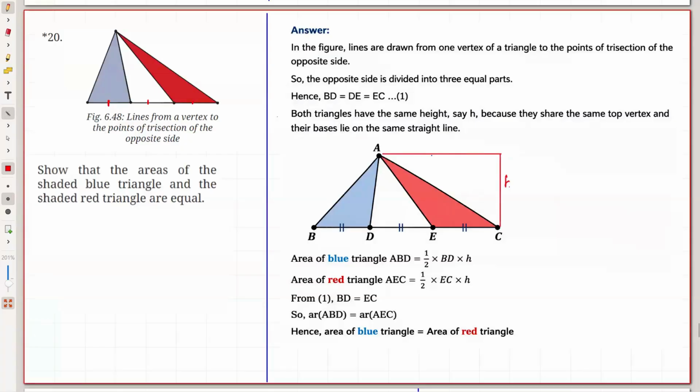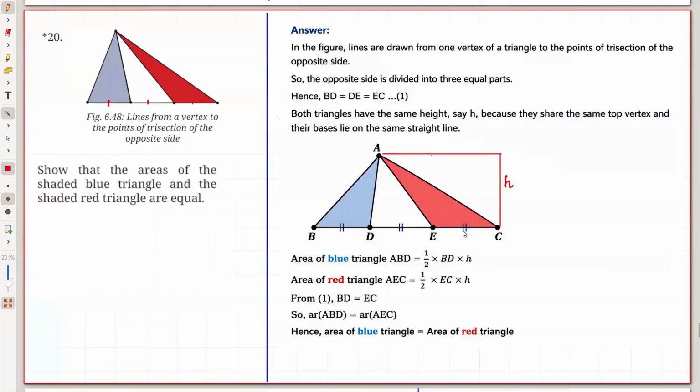So this is the height. The height of the triangle is going to be the same for all the triangles. For this triangle this is the height, for this one also, and for this one also. We already learned the height may lie outside of the triangle also, where the perpendicular forms a 90-degree line. Now the height of the triangle is going to be equal. The area of the blue triangle ABD is half of base BD into height H. The area of the red triangle is half of base EC into height.